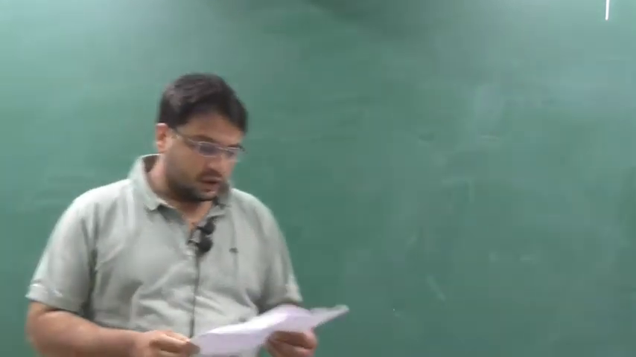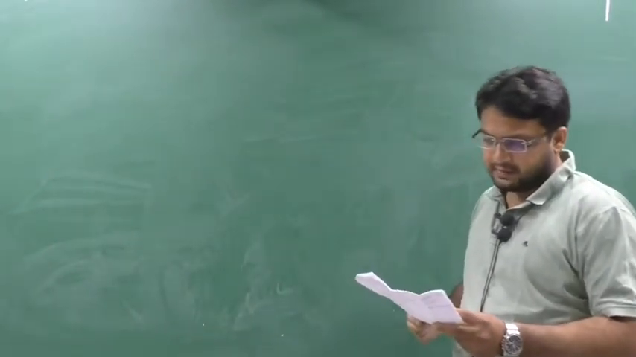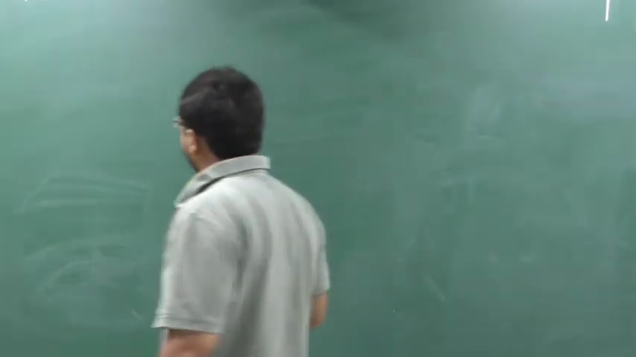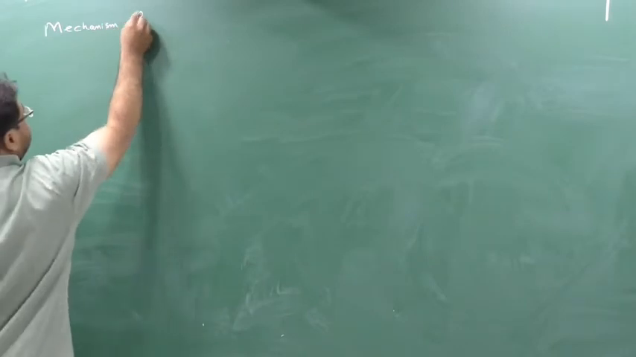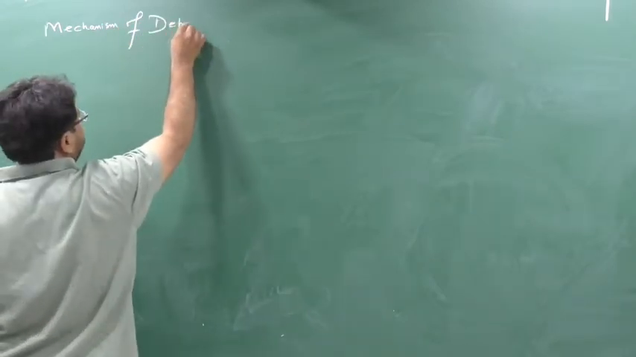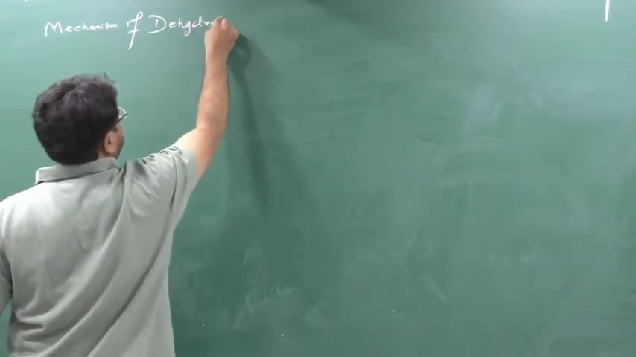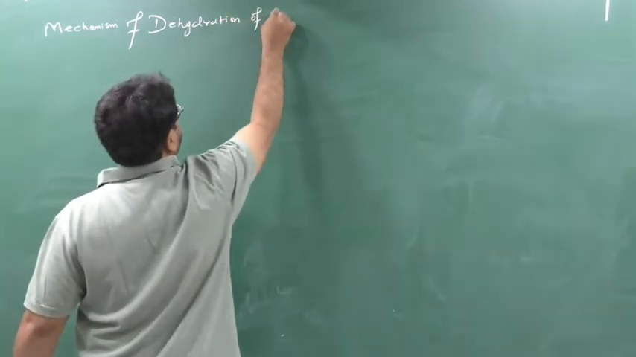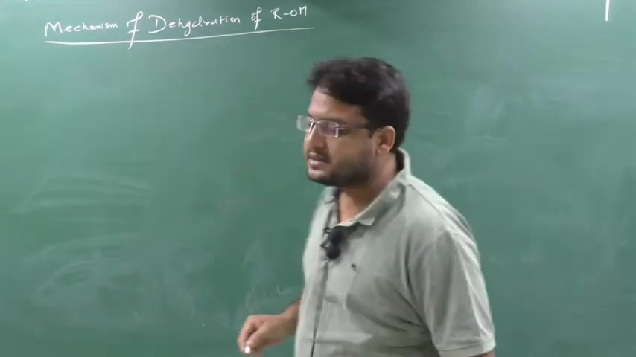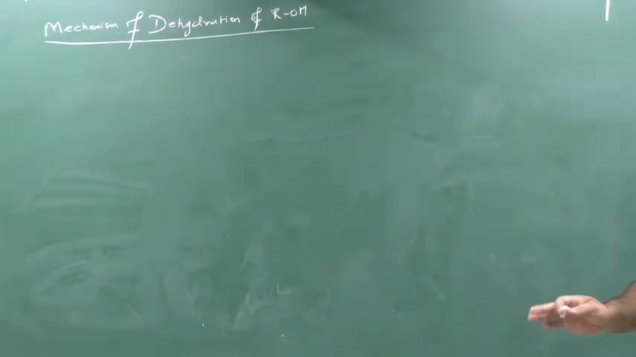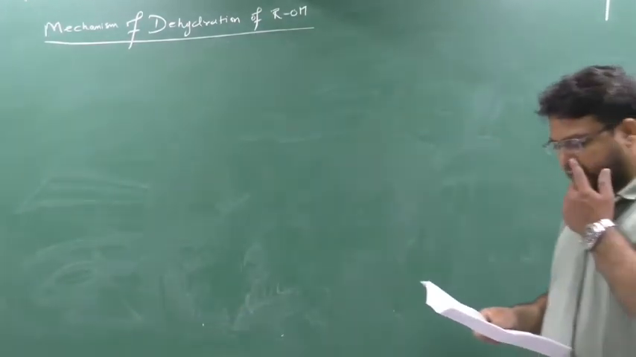So hello students. Now we will discuss the mechanism of dehydration of alcohol. So make a note: mechanism of dehydration of alcohol. Clear? See, the mechanism is very simple, and it is according to the mechanisms we have done in the previous sections. Okay. So make a note first.